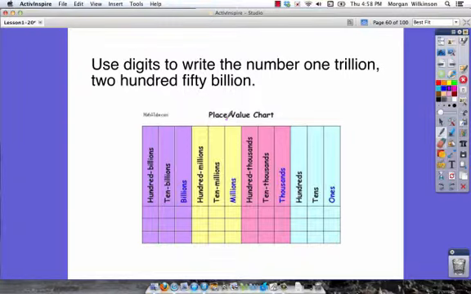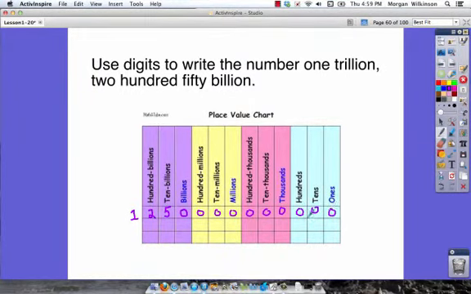Now the next one, use digits to write the number 1,250,000,000,000. If we want to do that, remember the trillions are after the billions. So we've got 1 trillion, it's going to be right here, 1 trillion, 250 billion. So 100 billions, that's a 2, 250, that's a 5 in the 10 billions. And we've got 0 billions right here because it's 250 billion. Then we have to fill in zeros all the way across until we get to that decimal point, through the ones place.